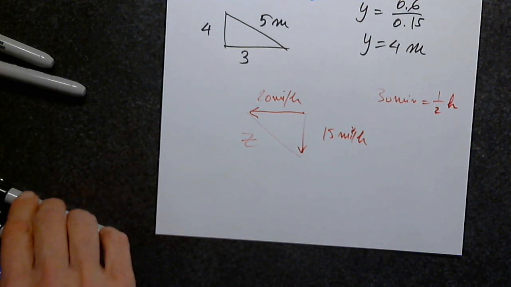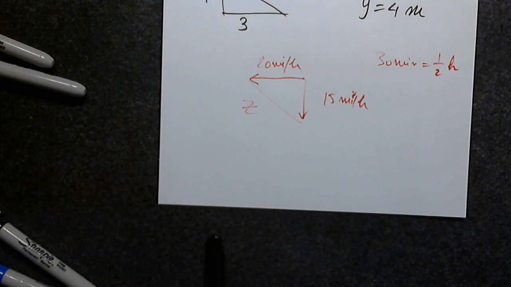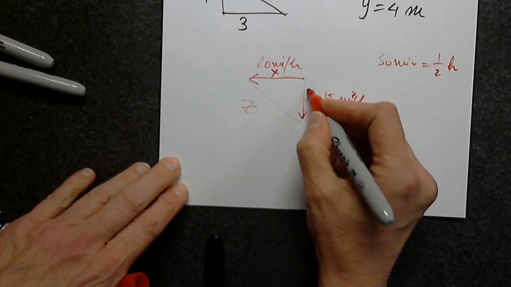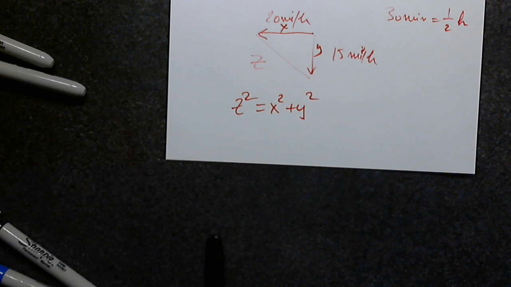Are you with me? Okay. I'm just checking to see. So again, we have to write a relationship between x, y, and z. So if this is x and this is y, then I have z squared equals x squared plus y squared. What was in the corner? 30 minutes? Half hour.